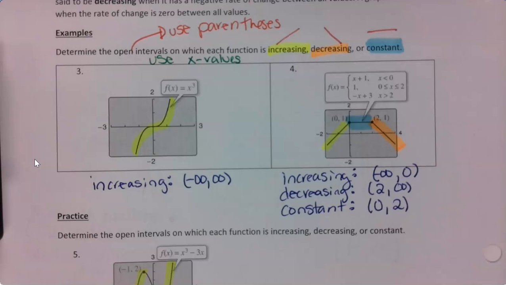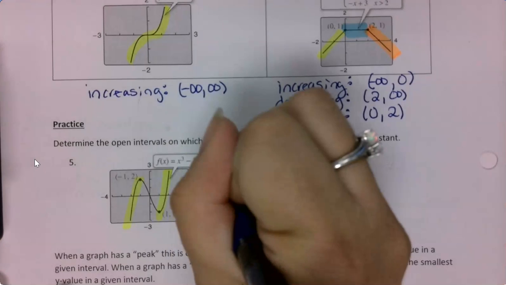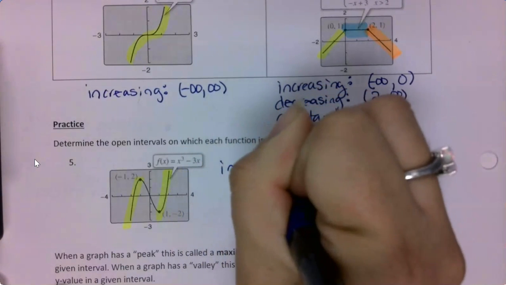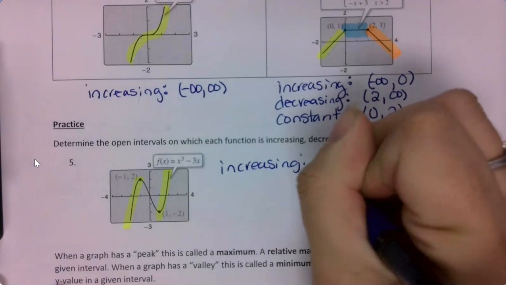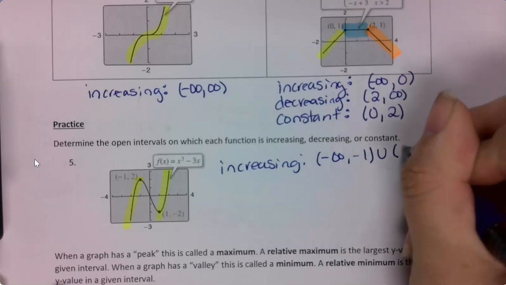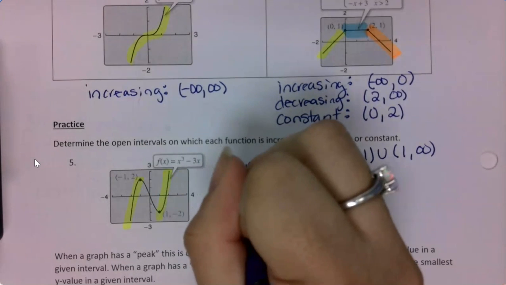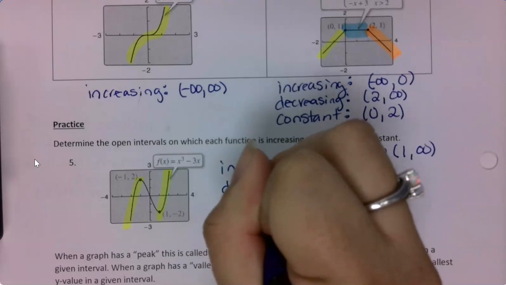Whenever you're putting 2 sets together, so like we did on this one, because there's 2 increasing spots here, so I put 2 sets together. And then the decreasing only had 1.